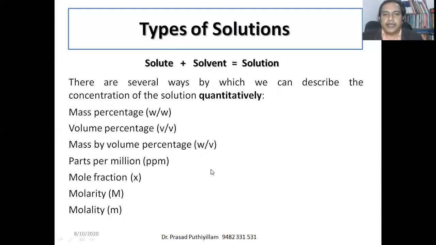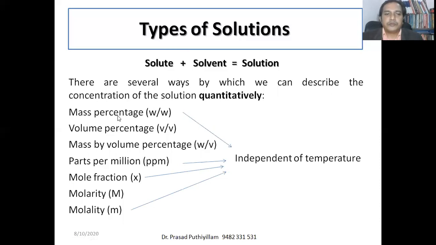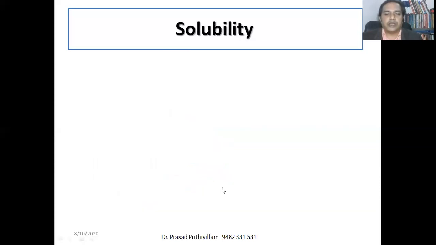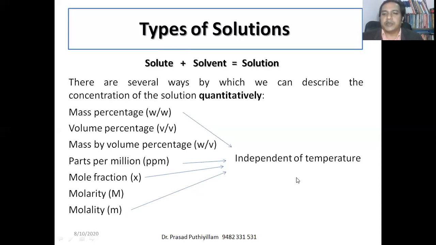This is the quantitative way of representing the solution. Whatever the calculation which consists of mass or weight, we know they are independent of temperature: the parts per million, mole fraction, molality, or mass percentage. They are independent of temperature. We don't want to worry much about the variation of temperature. Whereas when we calculate molarity, we should even specify the temperature because it is dependent on temperature.